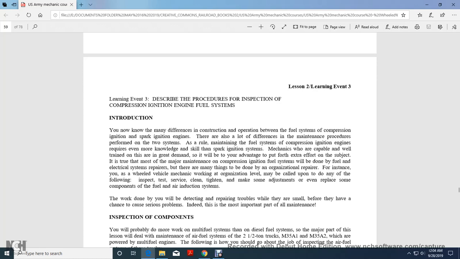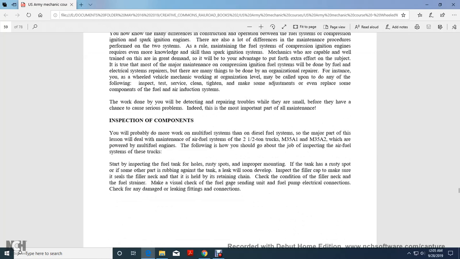As a rule, maintaining the fuel system of the compression ignition engine requires even more knowledge and skill than the spark ignition system; mechanics must be well trained, with greater demands and extra effort. Major maintenance of compression ignition fuel systems will be done with the fuel electrical system repair, but many things are done at the organizational repair level. For instance, the wheeled vehicle mechanic at organization level may be called upon to do any of the following: inspect, test, service, clean and tighten, make some adjustments, and even replace components of the fuel, air and induction system.